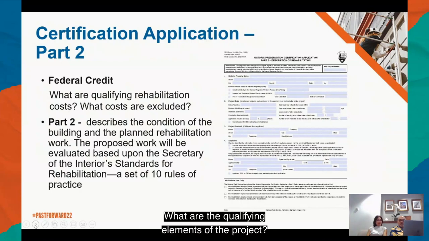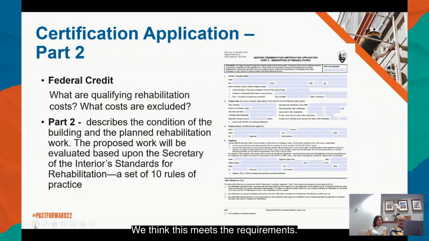What are the qualifying elements of the project? That has to be reviewed by the SHPO, who look at it, apply the standard and say, yeah, we think it looks good. We think this meets the requirements.